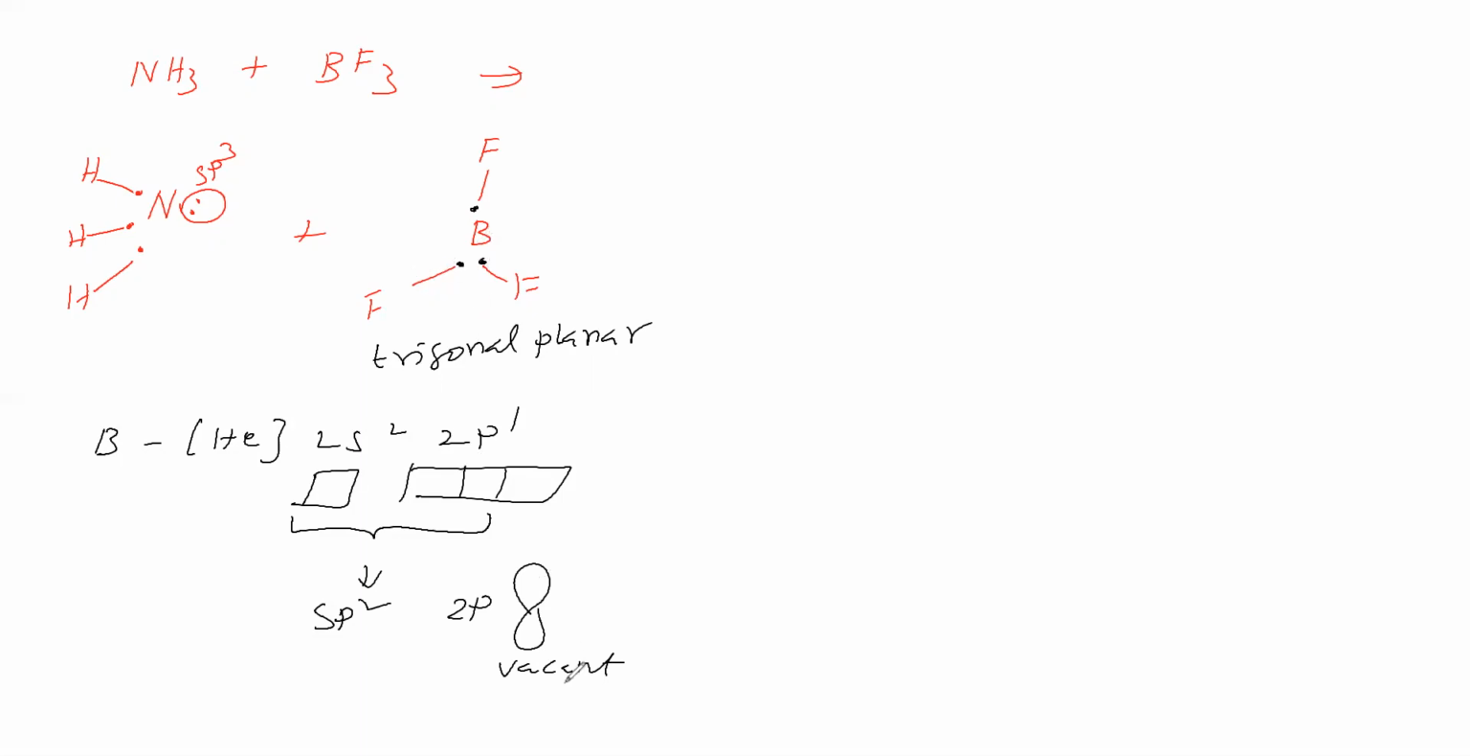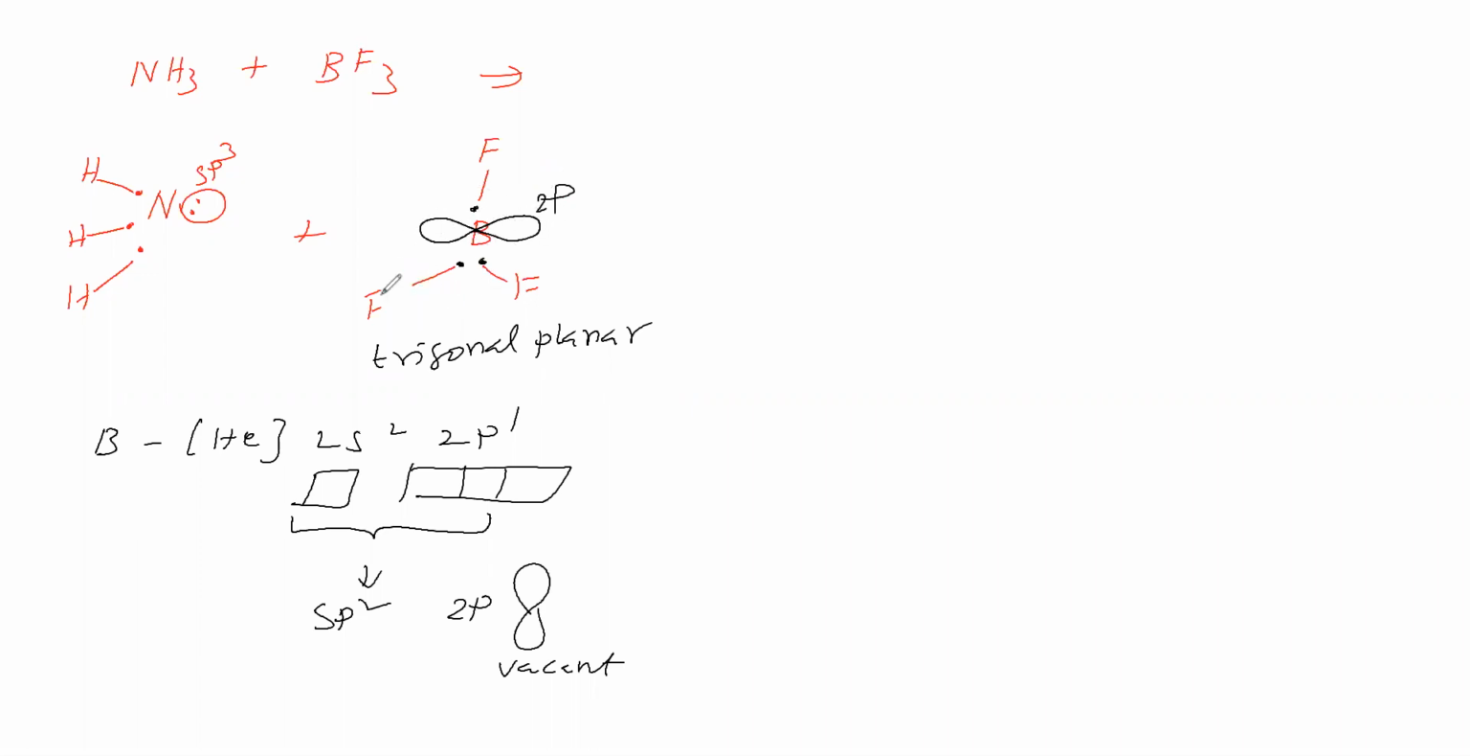In this boron, the valence shell has a vacant 2p orbital. That vacant 2p orbital we will write here. It is perpendicular to the plane, perpendicular to the trigonal planar structure. Now the boron valence shell has 3 sigma bonds and a vacant 2p orbital.